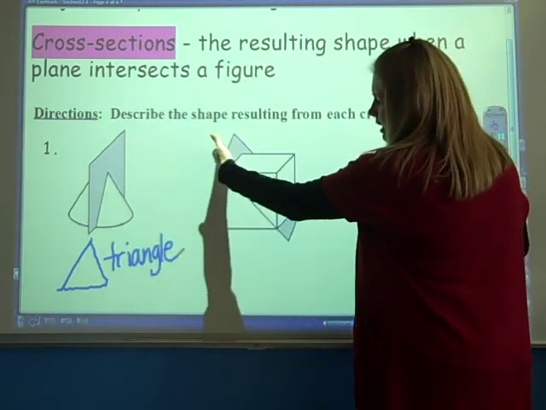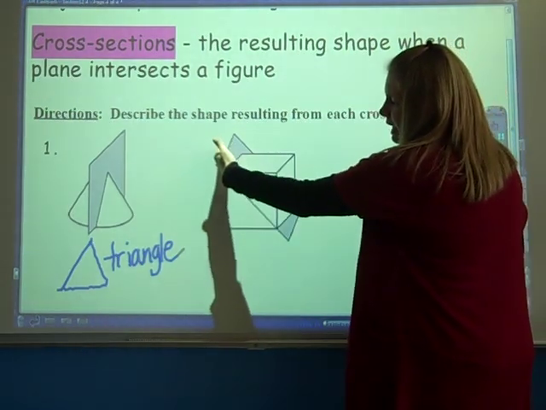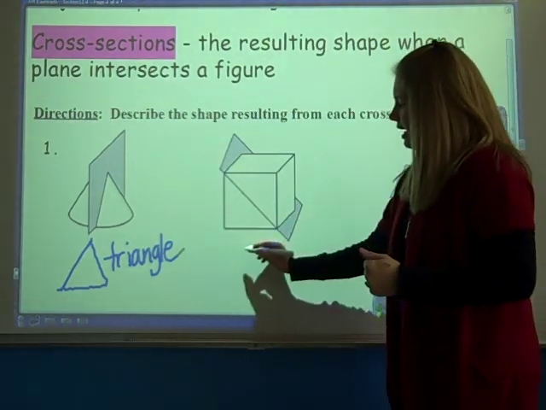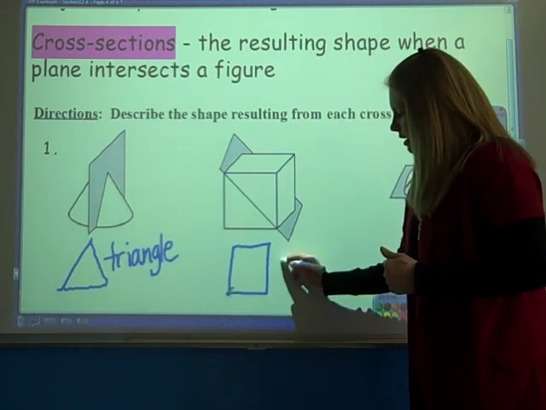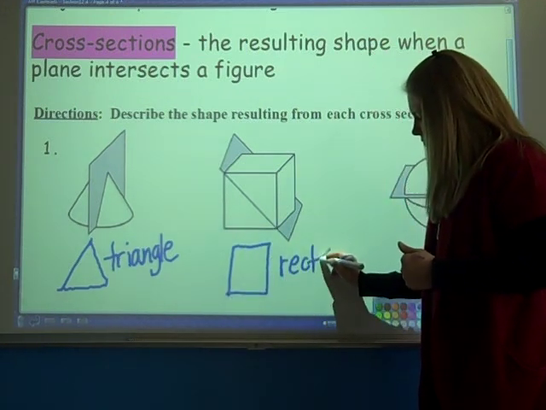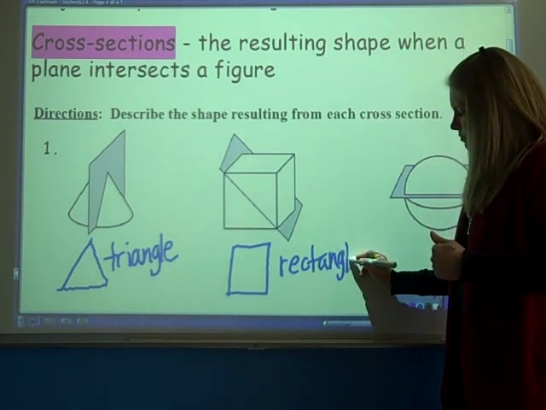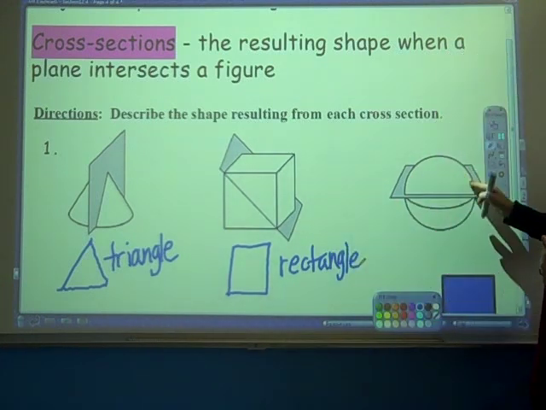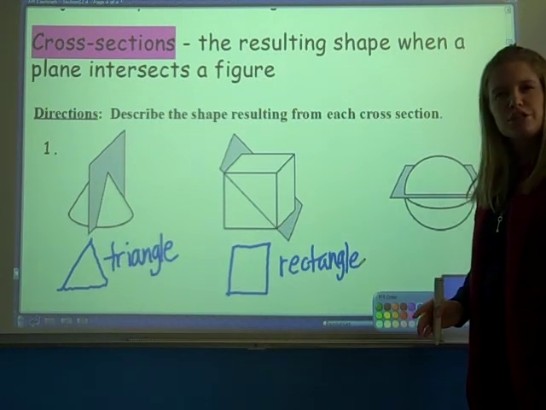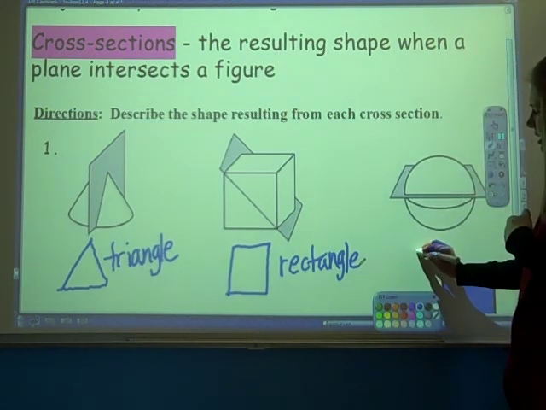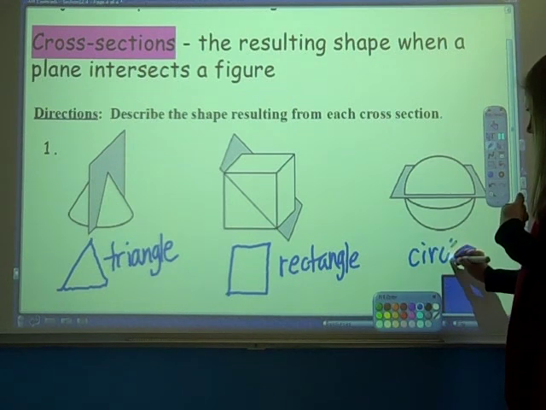And this one, if you cut it, we're cutting it on the diagonal. What kind of shape would we have? And it would look like this, which would be a rectangle. And this is called a sphere, and if we're cutting a sphere in half, and you looked at what you cut out, think of an orange. If you're cutting an orange, what kind of shape do you see? You would see a circle.